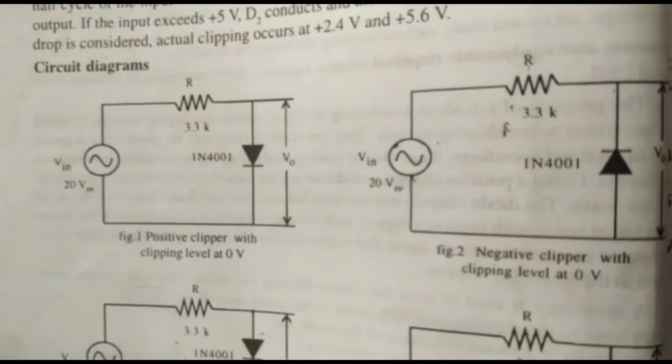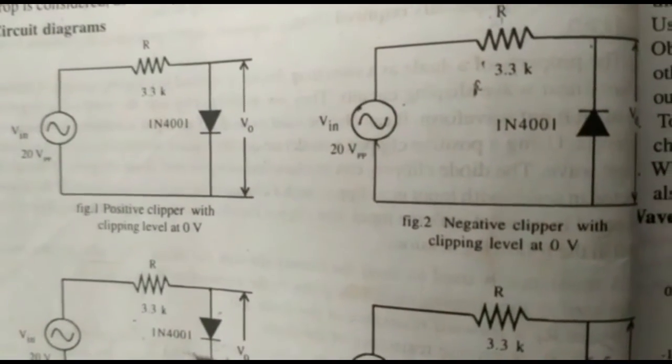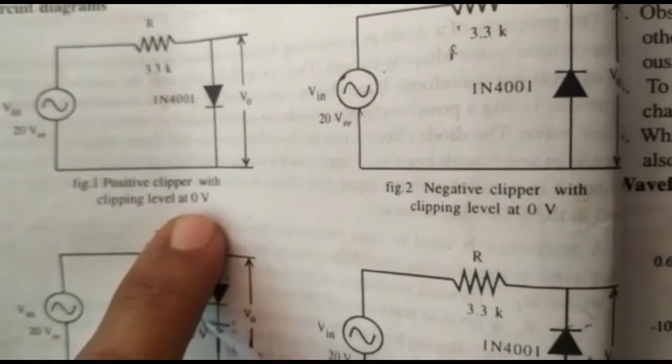Today's experiment is clipping circuits, or linear wave shaping circuits. They are used to clip off the positive or negative portions of the input waveform. First one is the positive clipper with the clipping level at 0 volt.